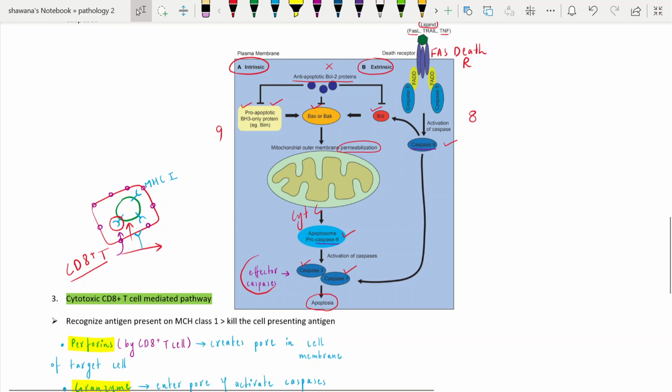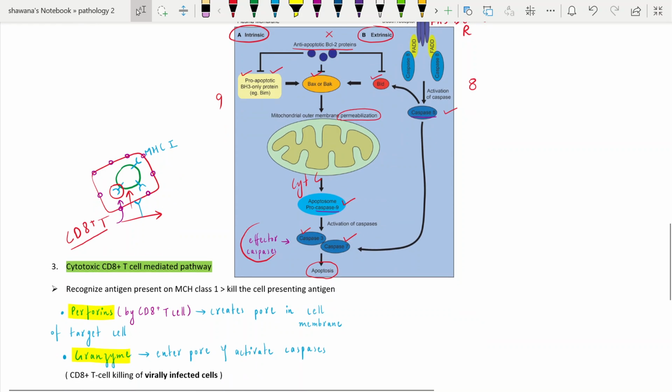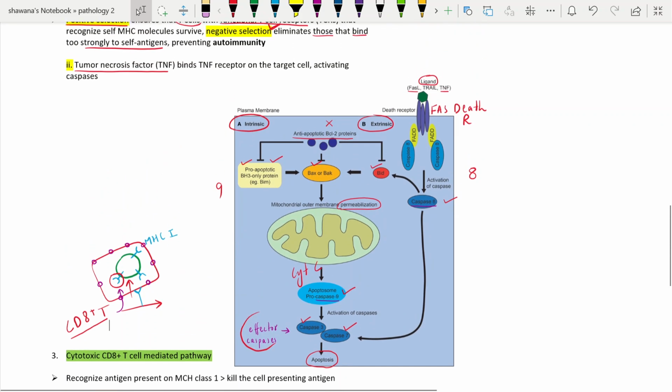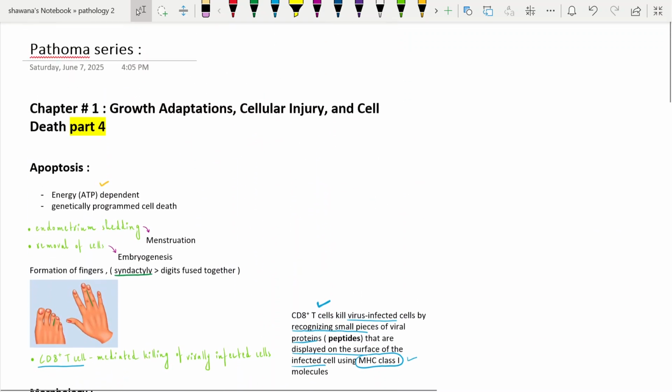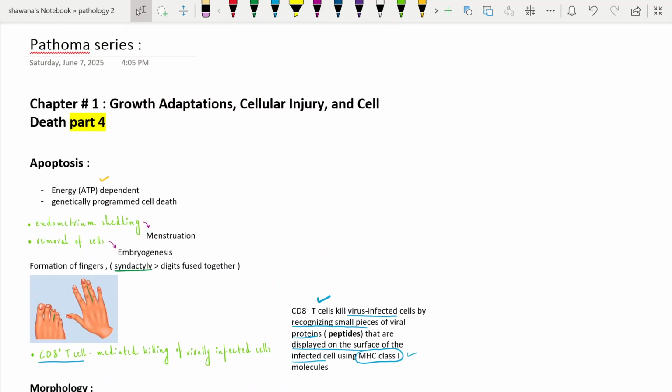Two are important: intrinsic and extrinsic, and the CD8 positive T cell mediated pathway you can also remember as additional information. This was for today, and in the next lecture we'll discuss more about growth adaptations, cellular injury, and cell death. It's part 4.